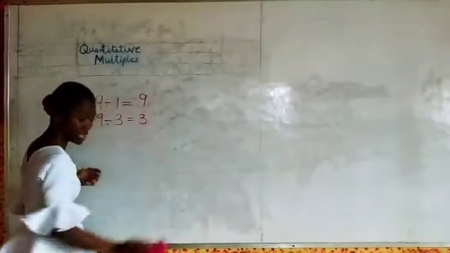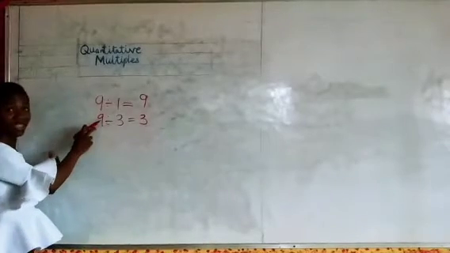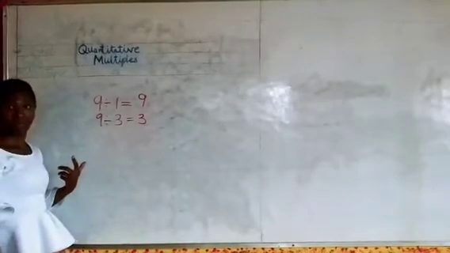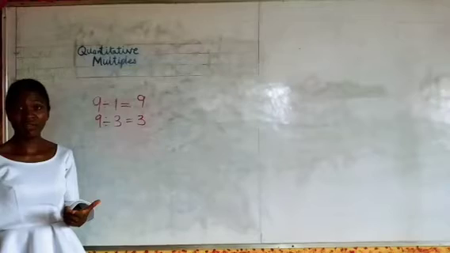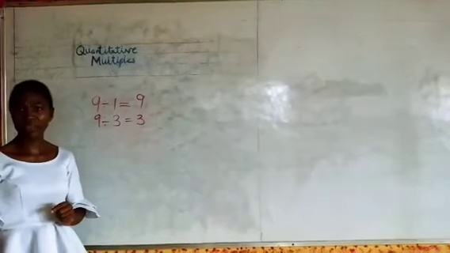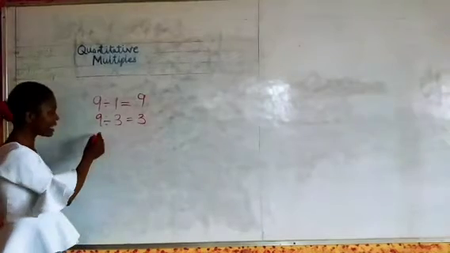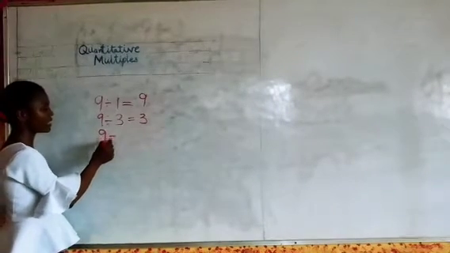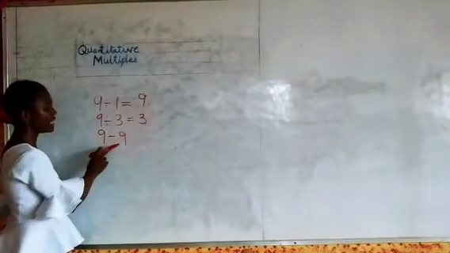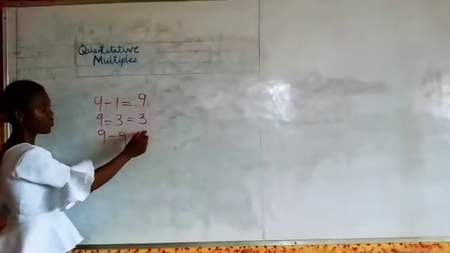We have another number that can divide 9. Can 4 divide 9 without remainder? No. What about 6? No. What about 8? No. But 9 can go in 9. 9 can be divided by 9. When 9 divides 9, what will it give me? 1.